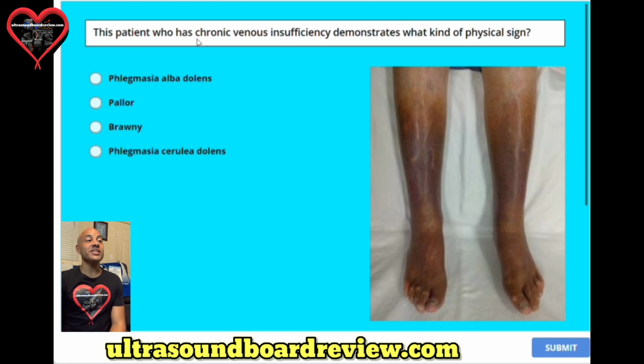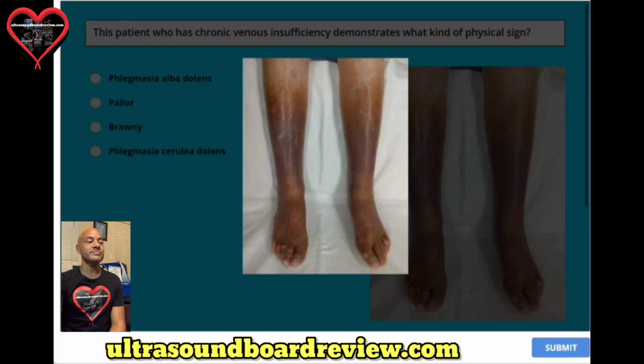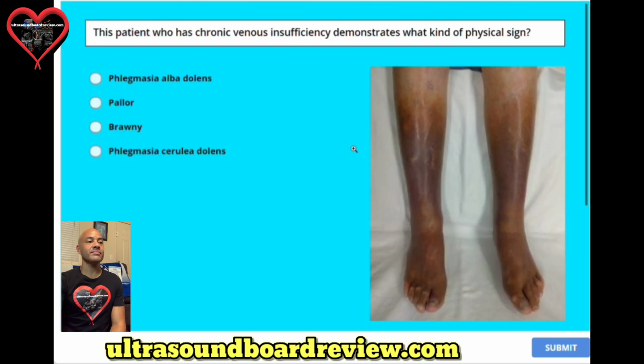Question 68. This patient who has chronic venous insufficiency demonstrates what kind of physical sign? A, phlegmasia alba dolens. B, pallor. C, brawny. Or D, phlegmasia cerulea dolens? The answer is C, brawny.